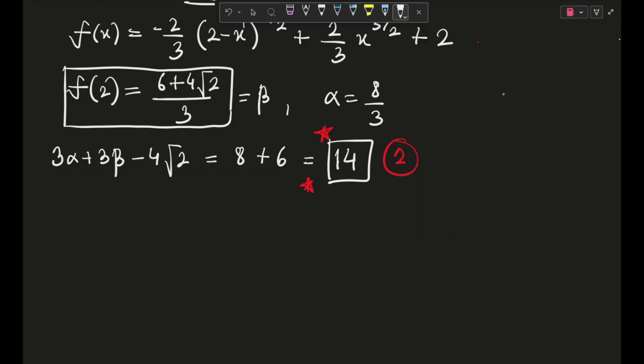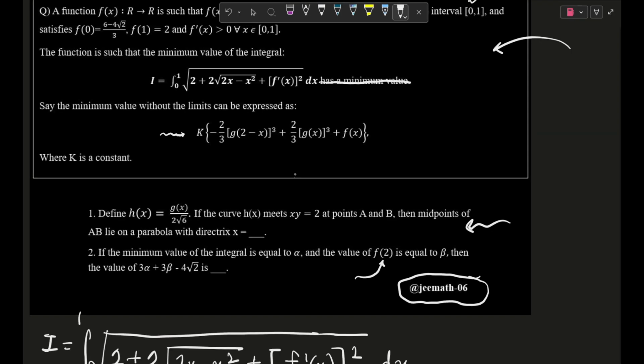And now we are still left with part 1, so let's calculate that. Before proceeding, a little correction which you can make: this particular part here is actually 2 root 6 multiplied by g of x. So please correct that. Okay, it's 2 root 6 g of x. So let's go on into the solving.